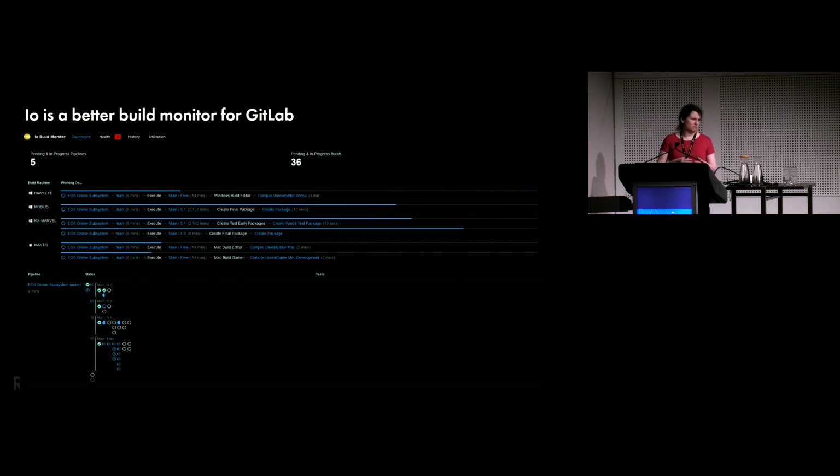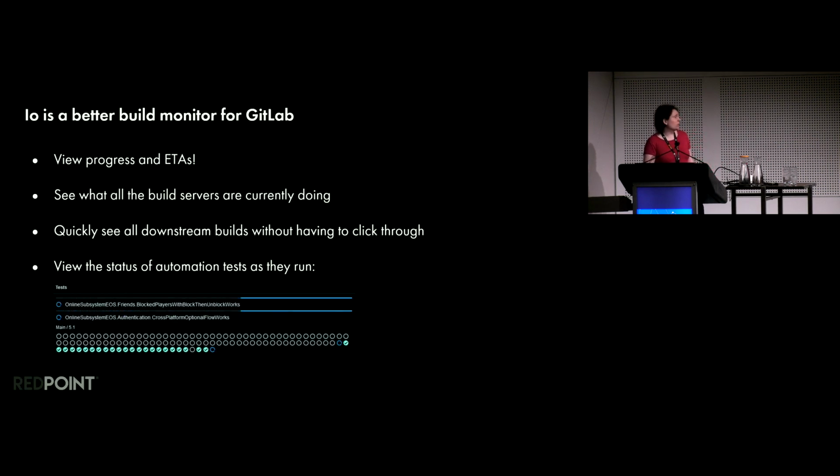It looks at the last, I think, 5 successful builds and gives you the 80th percentile to give you an estimate of the time remaining. It also shows you all of the downstream builds, all the way down, so that you can see the full status of your build job as it's running. It also will show you the status of all the automation tests as they run. So it will show you what's currently being worked on by the current worker, how many automation tests are left to go, and which ones have passed and which ones have failed.